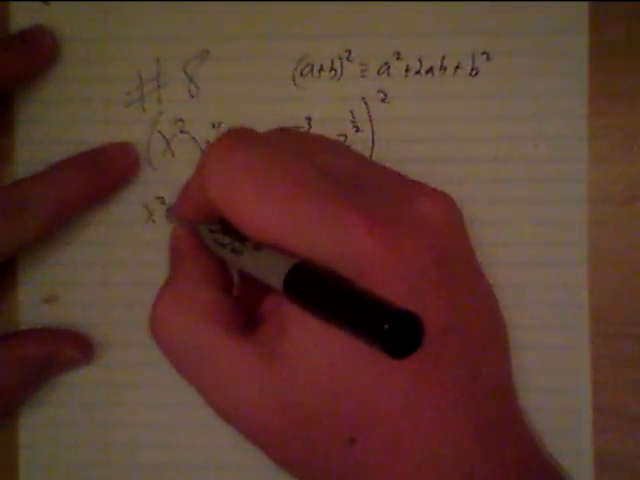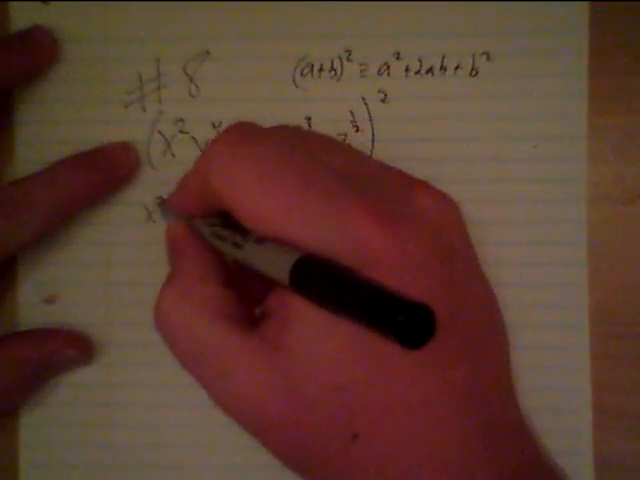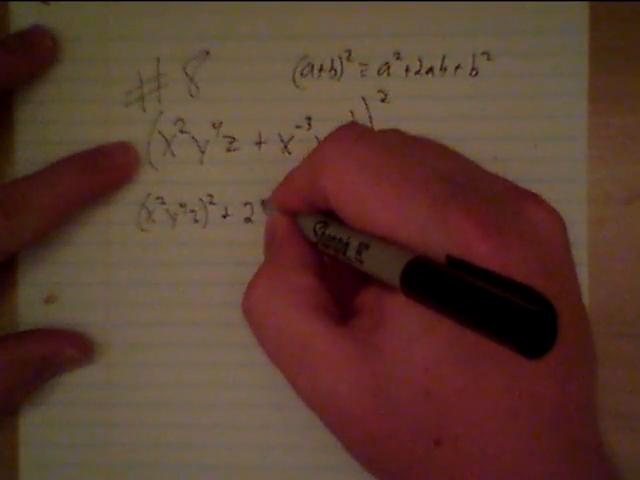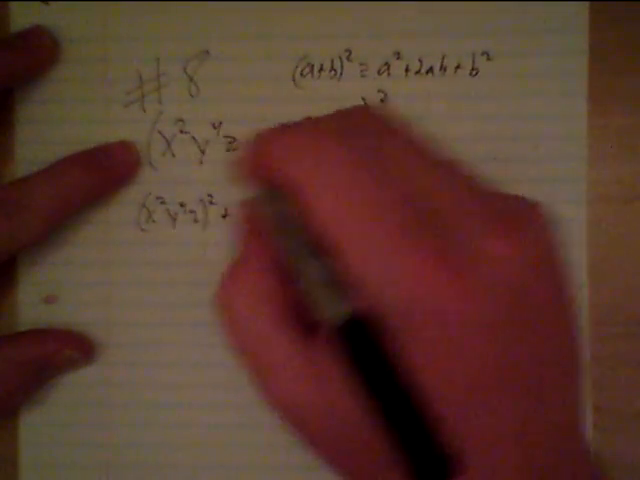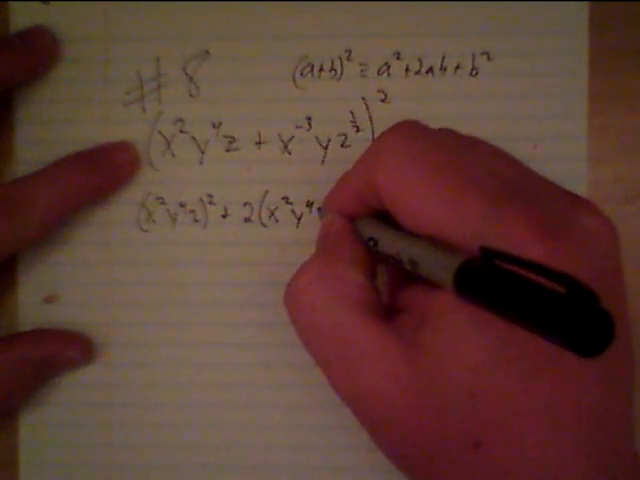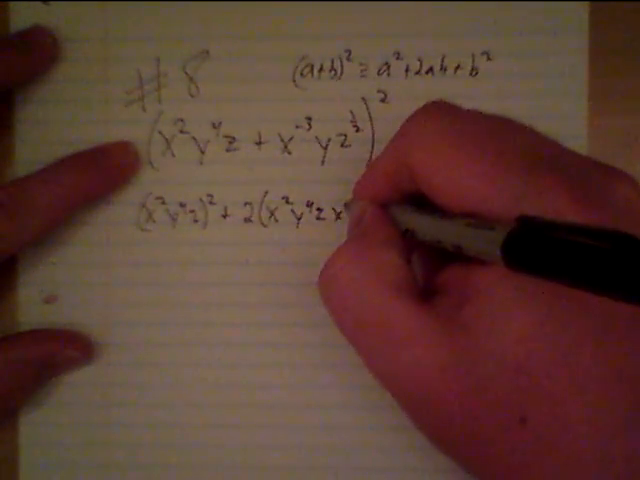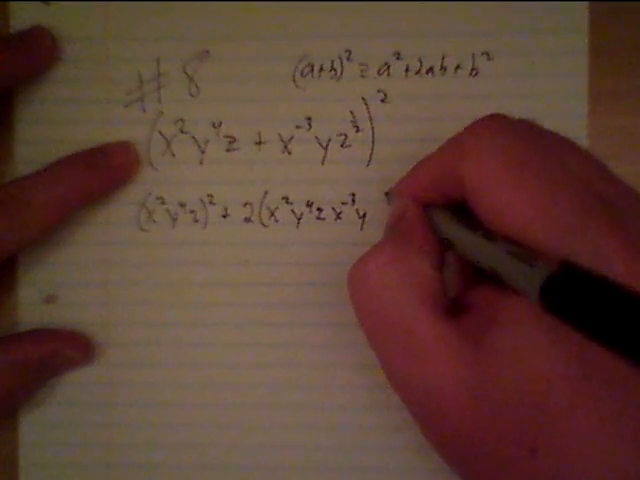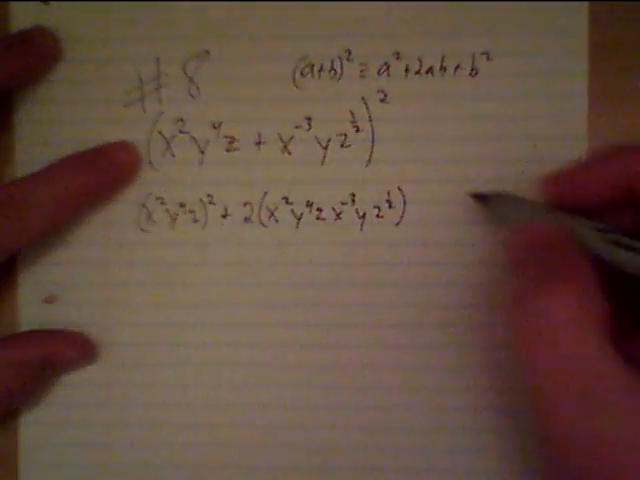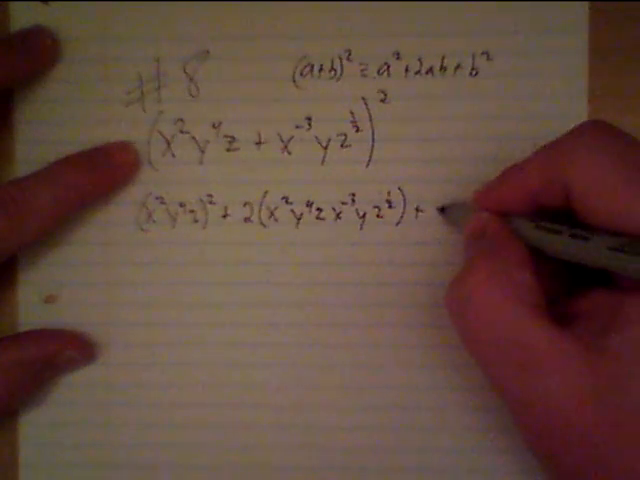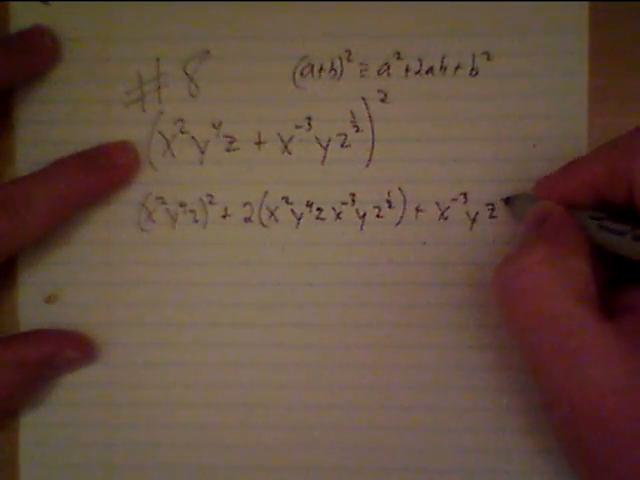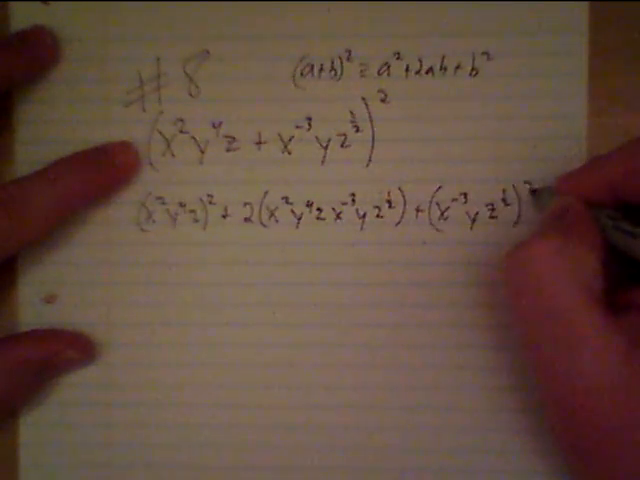So let's see if that makes things easier for us. So we'll have x squared y to the 4th z squared plus 2 times, we'll multiply both these together, x squared y to the 4th z times x to the negative 3 y z to the 1/2, and plus b squared. So plus x to the negative 3 y z to the 1/2 all squared.